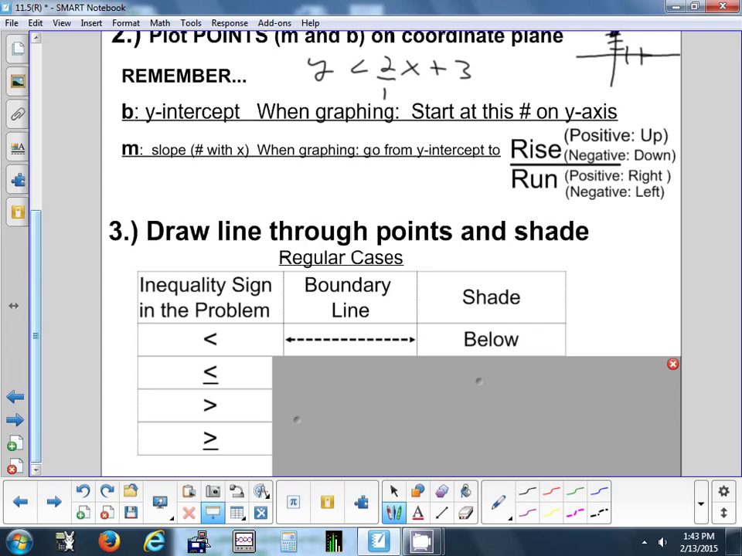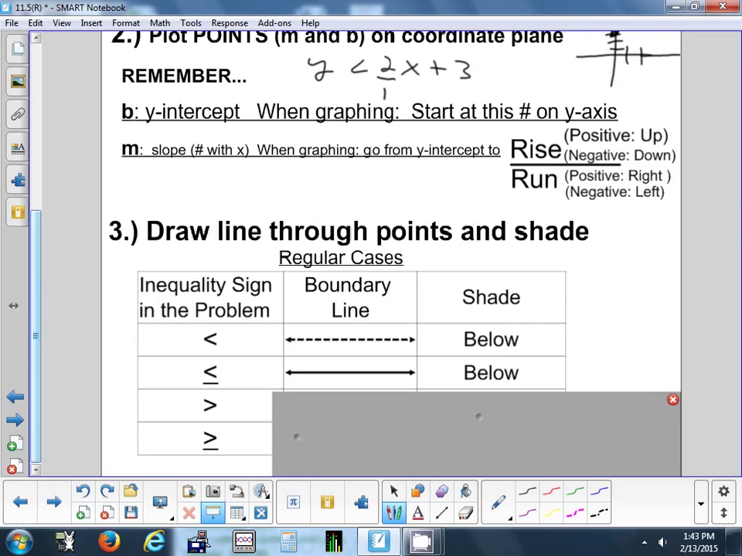If your inequality is a less than, think less. Less is below. Okay, below, and it's dotted. What about less than or equal? Do you think you're going to shade above or below? Below. Yeah, you're still going to shade below. Less than is below. But what kind of line do you think you'd have instead of dotted? Yeah, it would just be solid.